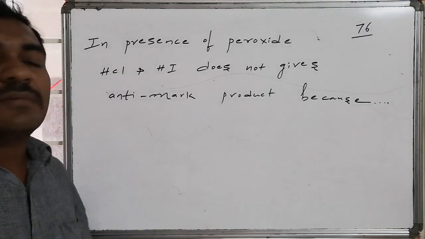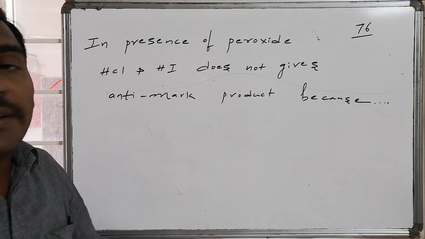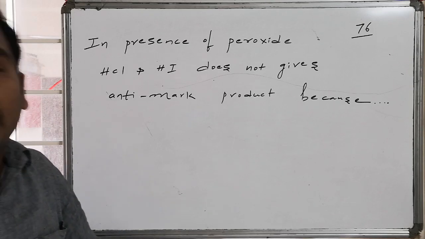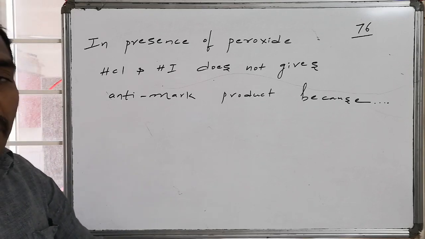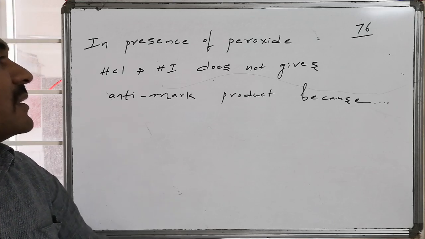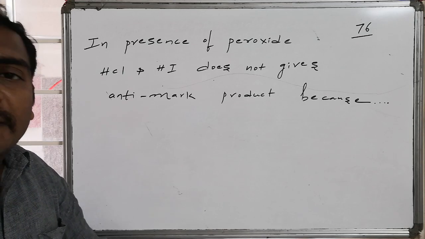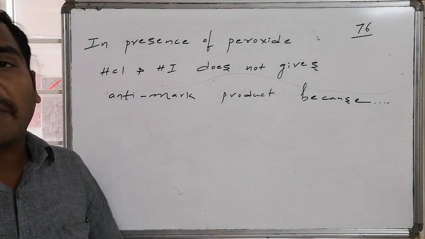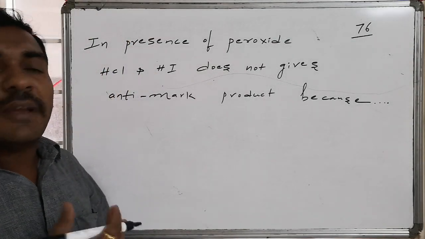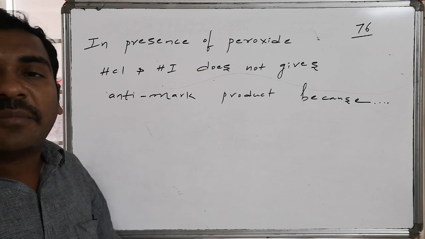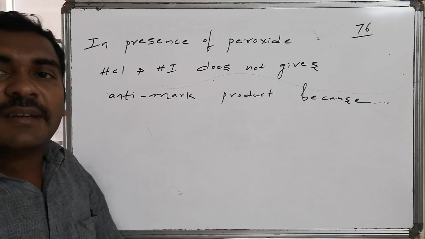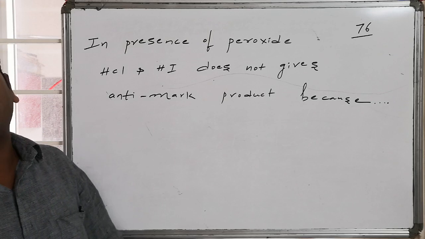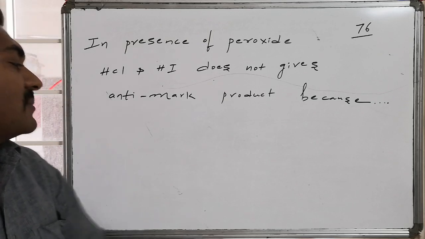Another question from the previous one: in presence of peroxides, that is radical initiators, if I go for addition of HCl and addition of HI, they do not provide any anti-Markovnikov addition product. What might be the reason behind not producing anti-Markovnikov products when either HCl or HI is added to the double bond system?